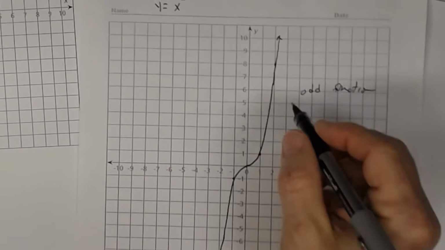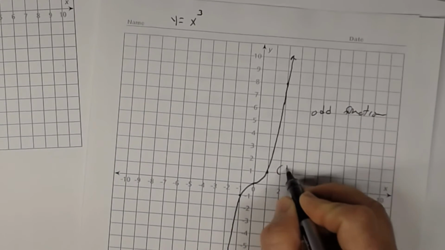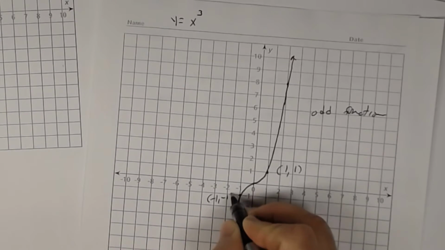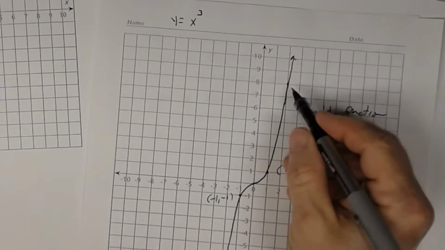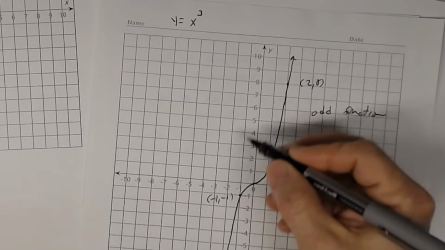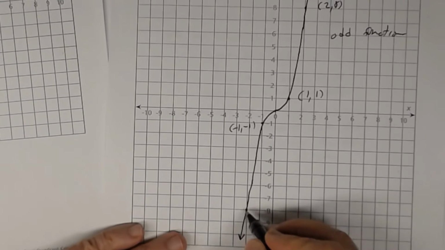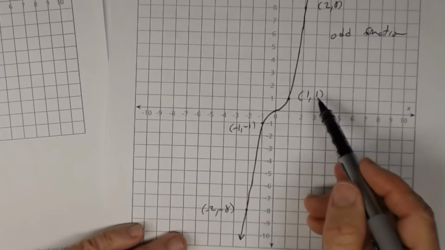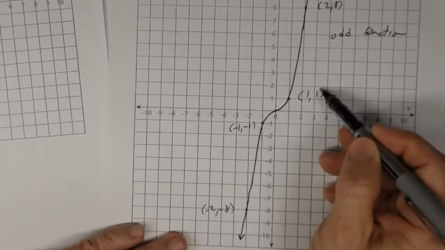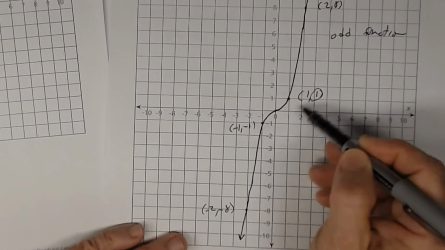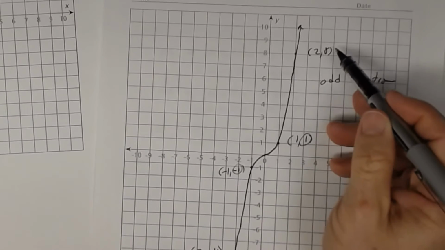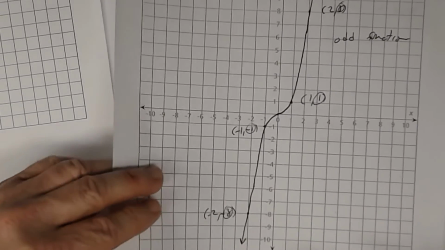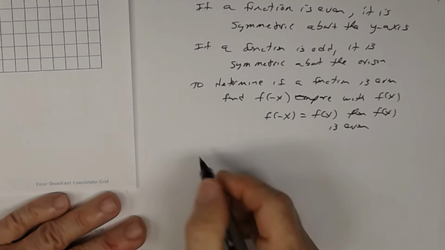Odd function. So, (1, 1) became (-1, -1) when we reflected it. If I take (2, 8) and reflect it by the origin, it becomes (-2, -8). So notice that when I reflected it by the origin, the y-coordinates were opposites: 8, negative 8. The y-coordinates were opposites.